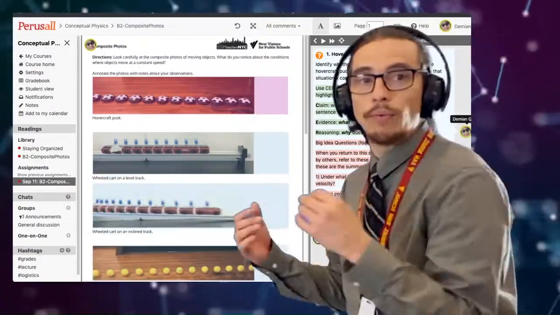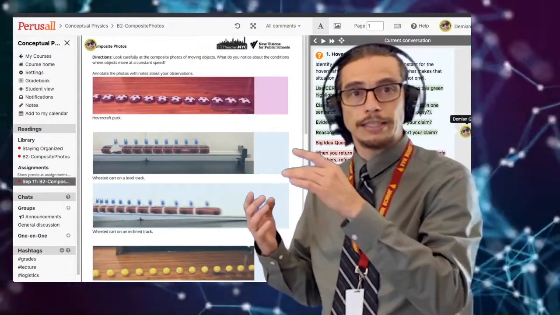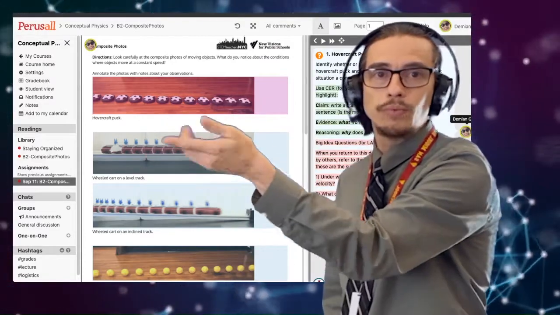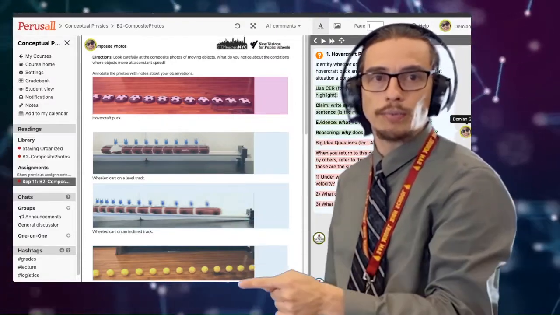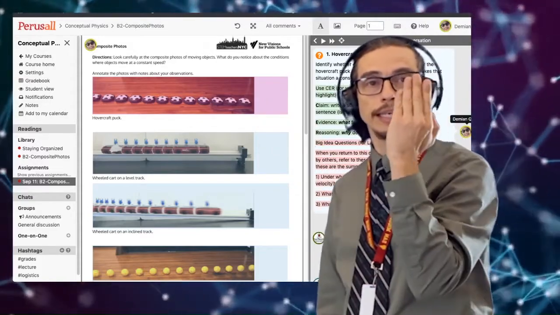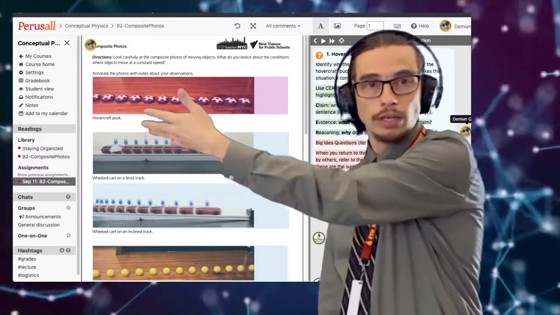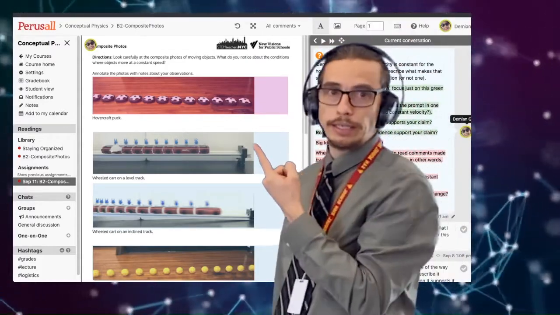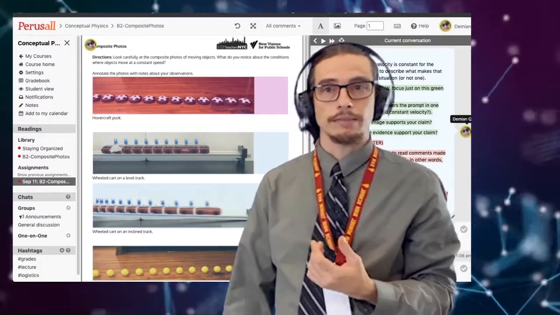So first of all, one thing I want you to make sure you understand is that this is not 20 hover pucks. All right, this is one cart. This is one cart. This is one ball. This is one hover puck. And what's happening is we've taken its picture several times and overlaid it. So this hover puck here, is it moving with constant velocity?